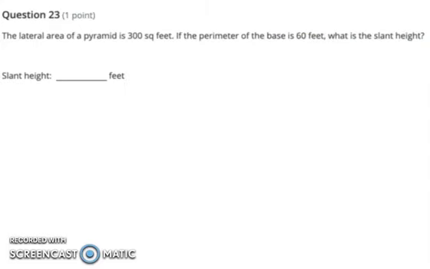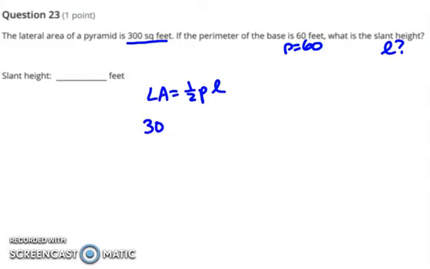Question 23. The LA of a pyramid is 300 square feet. If the perimeter is 60, what is the slant height? So L is the question. The formula for LA of a pyramid is 1/2 PL. We know that LA is 300. We know that P is 60. We're looking for L, so we just need to solve this for L.